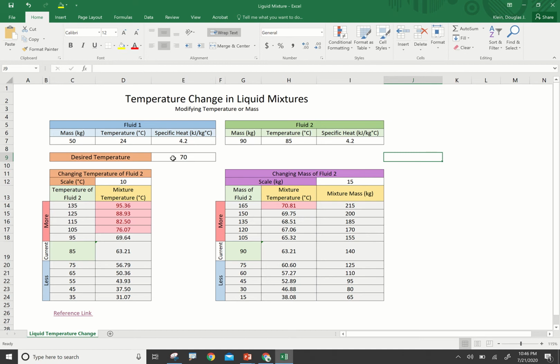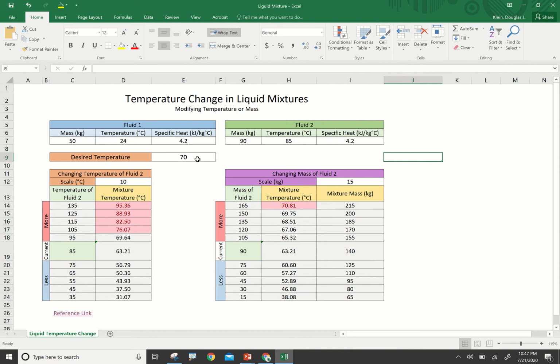And so we built this in such a way, so I've gone through and filled in all the cells as white to give it a clean look, and then I built in my known values up here. So I've got a fluid that can have a mass, a temperature, and a specific heat. In this situation, our fluid 1 is 50, 24, and 4.2, which is water. We're going to mix with a second fluid, which has a mass of 90, 85, and 4.2, so we're mixing two vats of water together.